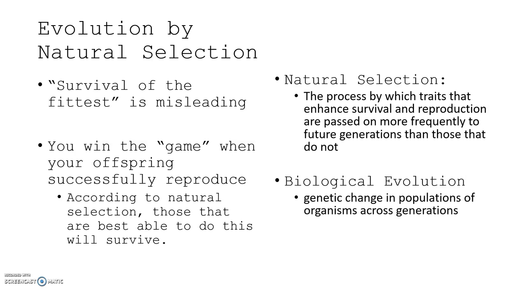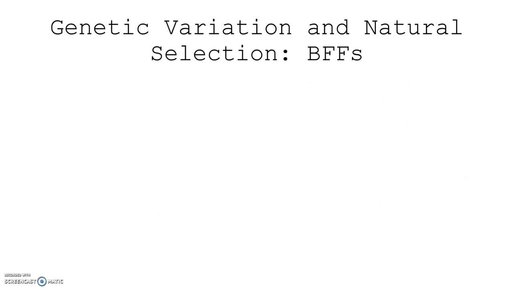And biological evolution is the genetic change in populations of organisms across generations. So we have this evolution after we go through generations of populations. It can be random, or it can be influenced by natural selection. So randomly we could have evolution, or it can be influenced.